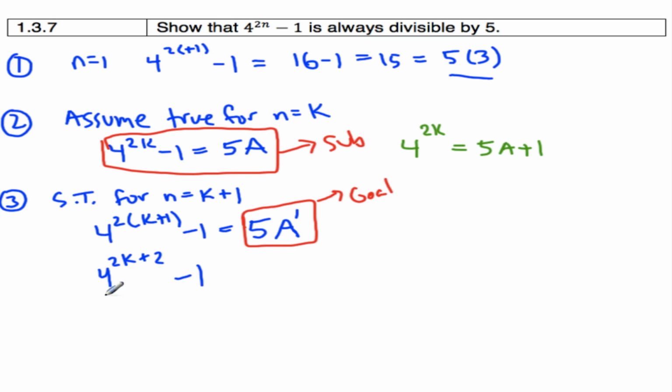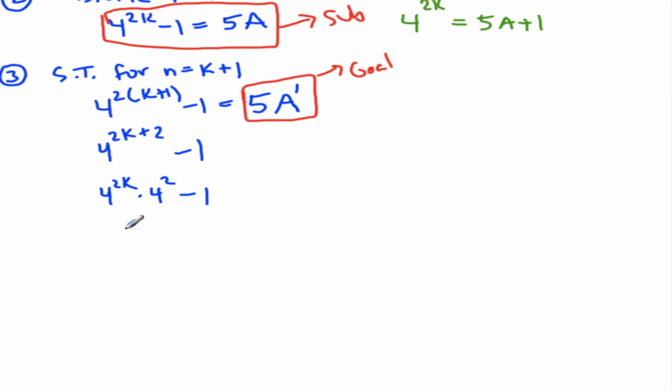And we're going to split this one up. This is always the tricky step for students dealing with divisibility, induction and divisibility. We're going to split this up into 4 to the 2k times 4 to the 2 minus 1. Just split it up like that. And now 4 to the 2k we've established to be 5a plus 1. So that's 5a plus 1 times 16 minus 1.